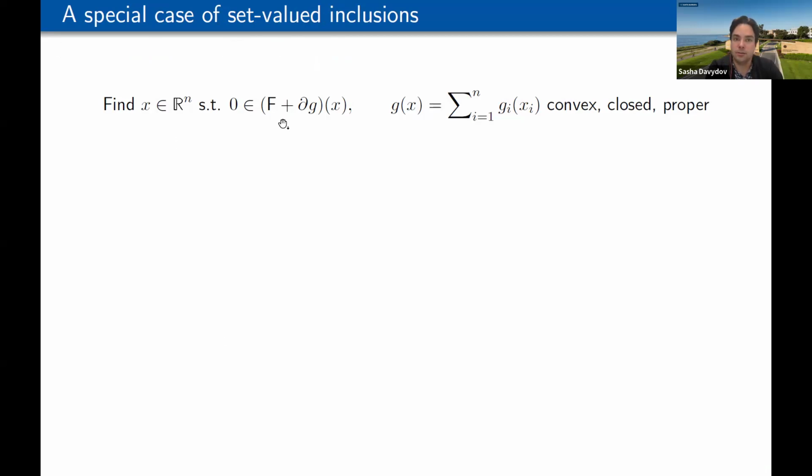Suppose you want to solve this inclusion problem, where F is now monotone with respect to an L1 or L infinity norm, and G is separable like so, and it's convex, closed, and proper. So in general, this partial G is now set valued, and we want to find the zero.